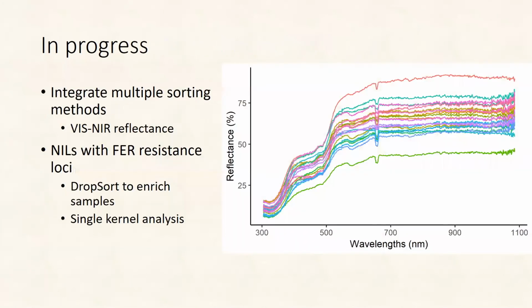With all that being said, I'm working to integrate these tools with other sorting methods, such as visual near-infrared reflectance on the single kernel dataset as seen here. I'm also interested in using these tools on near-isogenic lines we have in our lab that contain fusarium ear rot resistance loci, and thinking of ways to use the DropSort to enrich samples with toxic kernels, and using various tools to measure single kernel attributes and see how those relate to fusarium resistance.